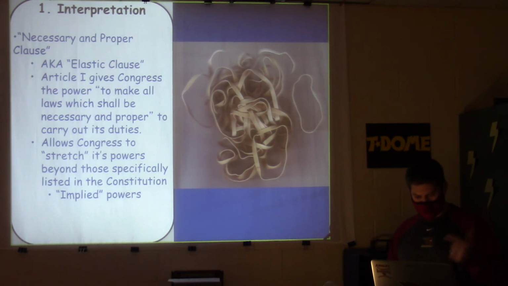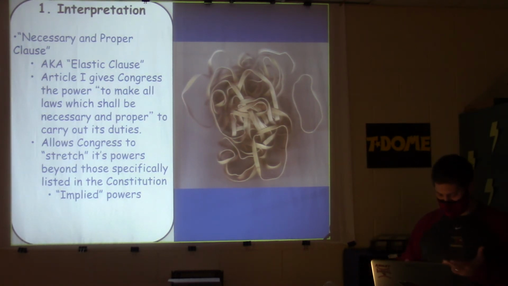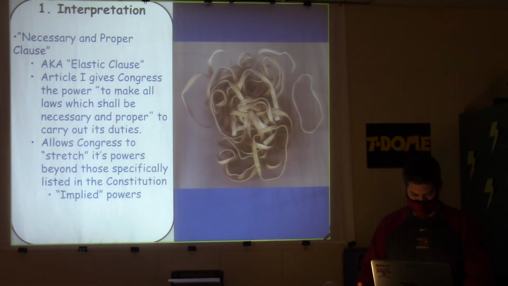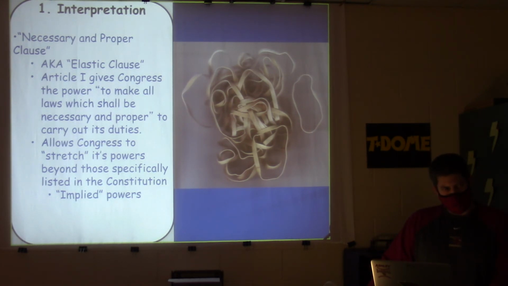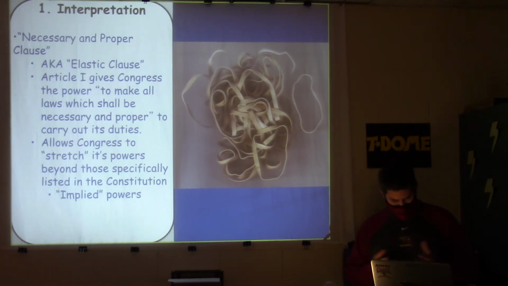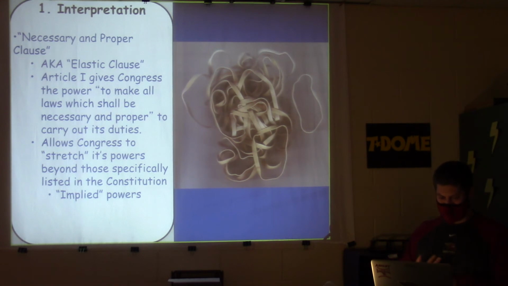So interpretation, this is something pretty interesting when it comes to the Constitution. You could be a loose interpreter or a strict interpreter. And this is really important when it comes to the judicial branch. So the necessary and proper clause, also known as the elastic clause, gives Congress the power to make all laws which shall be necessary and proper to carry out its duties.